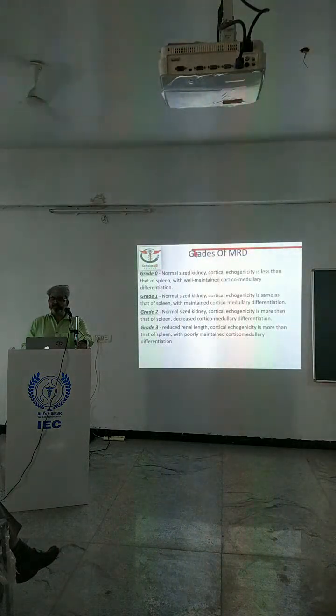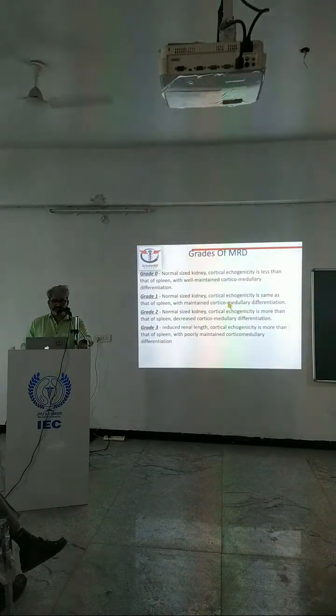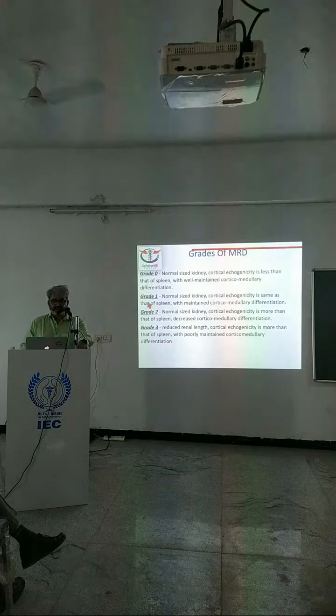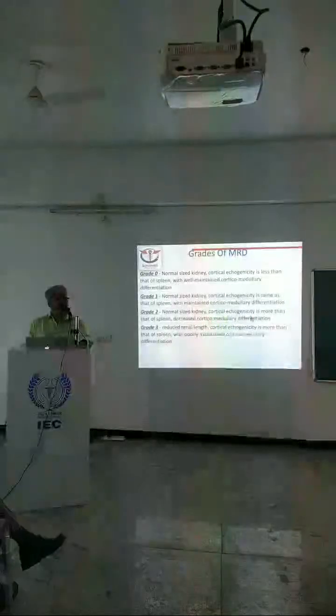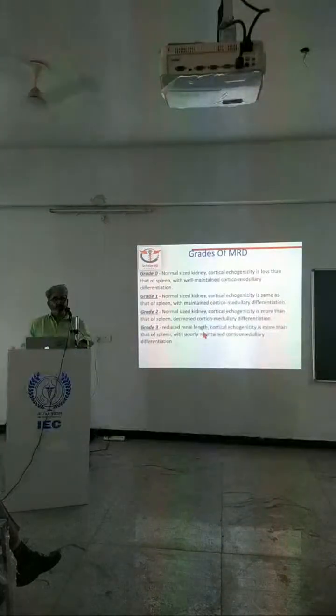In terms of grades of medical renal disease, this is the kind of report that we get every now and then, starting from grade 0 to grade 3. In case of grade 1, the size of the kidney is normal, the cortical echogenicity is raised, at the same time it may be more than or equal to the spleen. And the renal cortical echogenicity is very high and the thickness of the renal cortex is less than 6 mm.